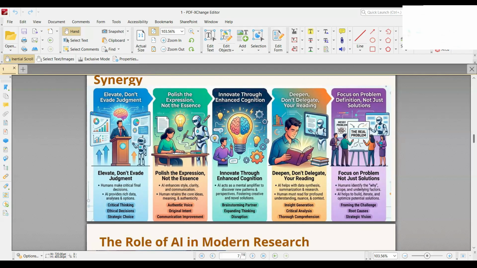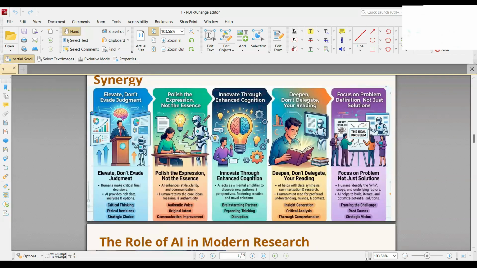Humans possess the capacity for ethical reasoning, empathy, and strategic long-term vision that machines cannot replicate. By allowing artificial intelligence to handle the heavy lifting of data analysis, you free up your mental bandwidth to focus on high-level strategic choices and critical thinking. The second pillar, furnish the expression, not the essence.